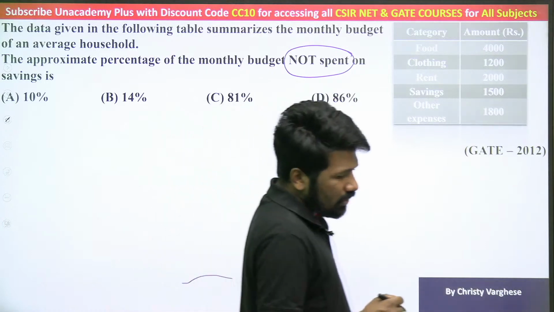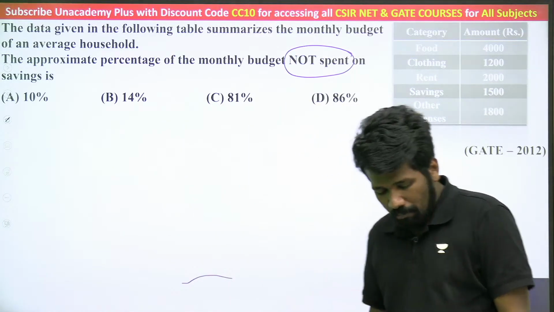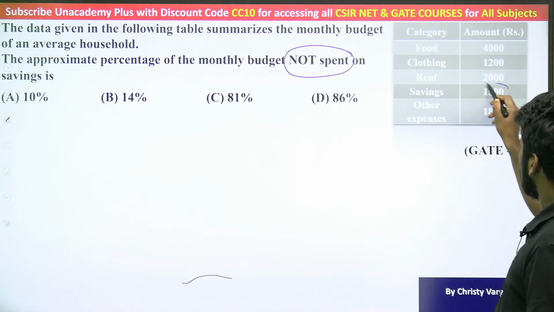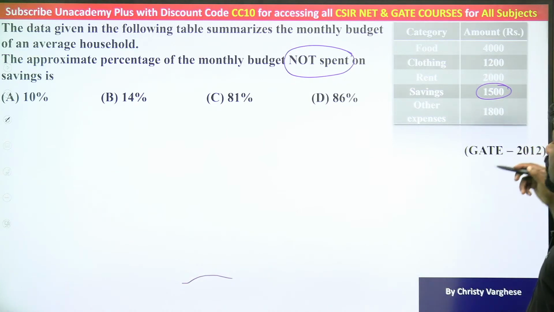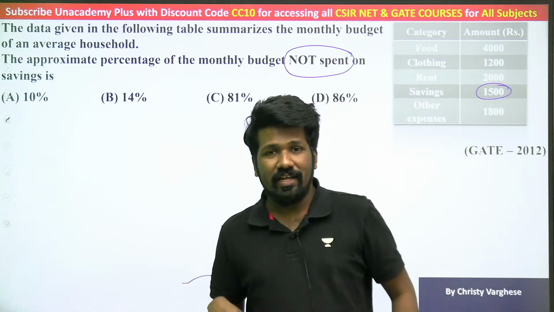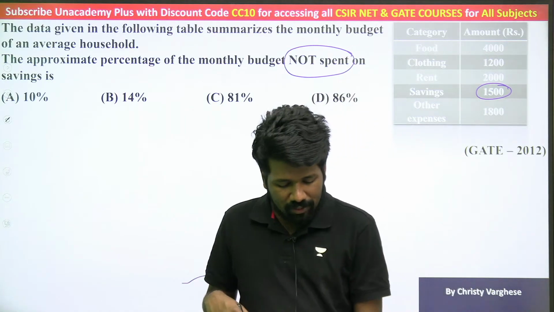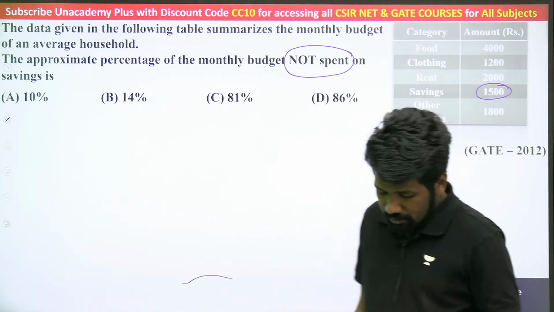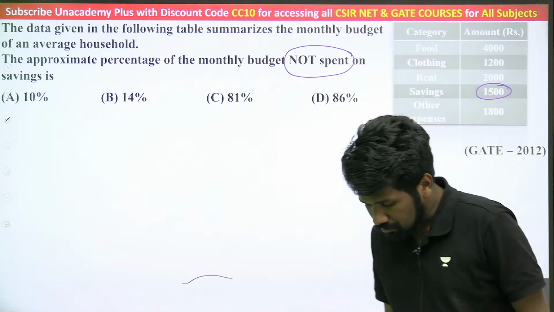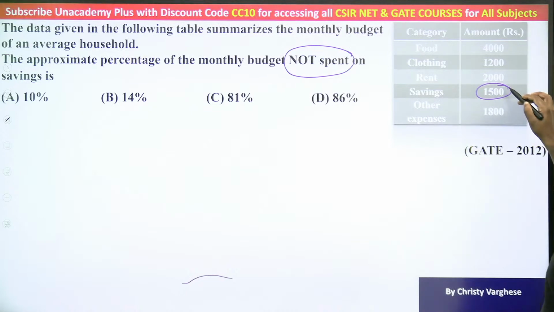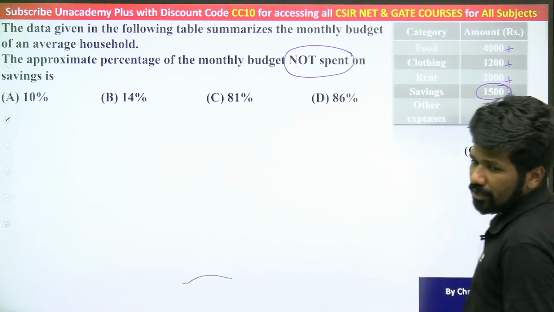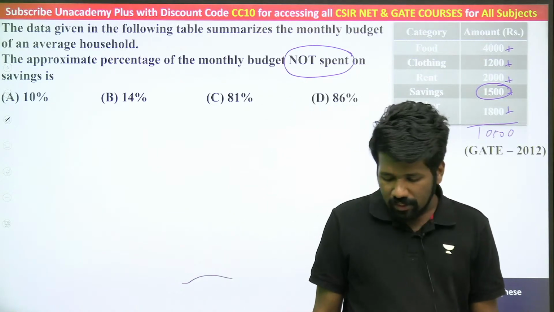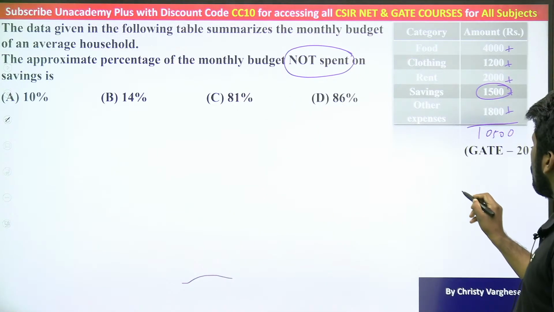But finding savings and then finding the complement of it is a better way. How much is spent on savings? 1500. So what percentage of the total monthly budget is not spent on savings? That is what the question is asking. So we can add up the total. When you add up the total, you will get 10,500. 10,500 is the total monthly budget. In this 10,500, 1,500 is spent on savings.